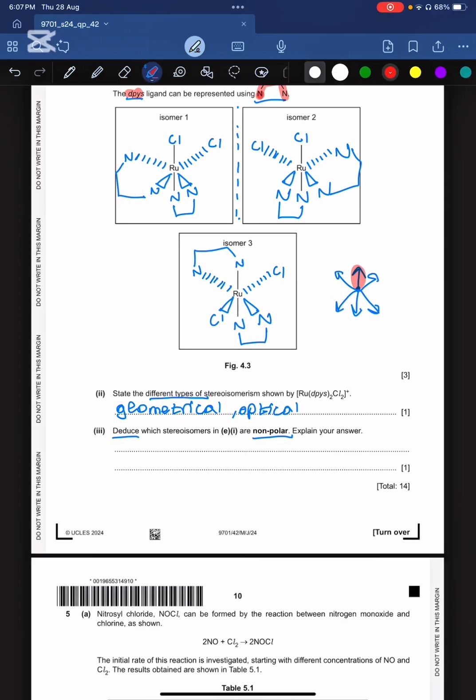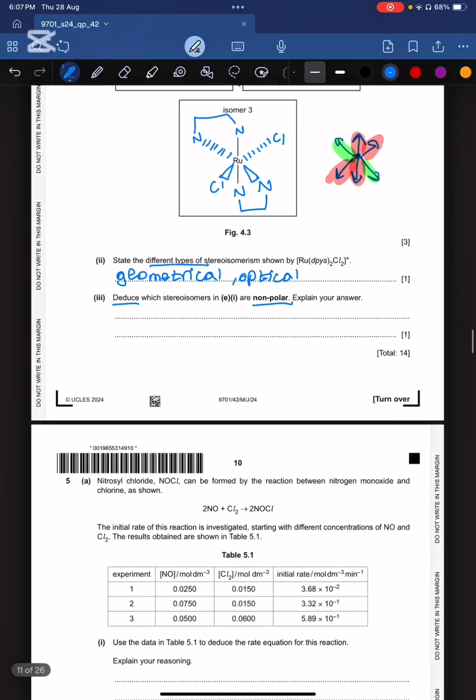Every single up one is canceling the down one. This cancels this cancels this. So while the entire isomer would have many dipole moments, the net dipole moment will be zero. And this is always, always the case in trans isomers. And this is what we learned in AS. Trans isomers are nonpolar because the net dipole moment is zero.